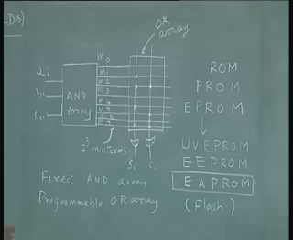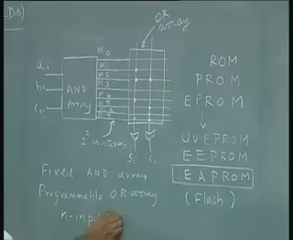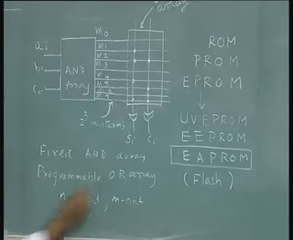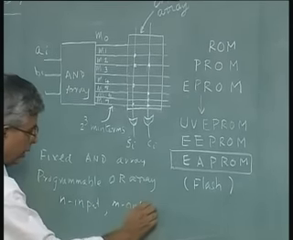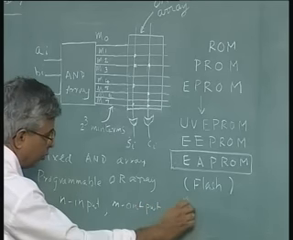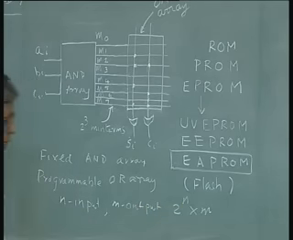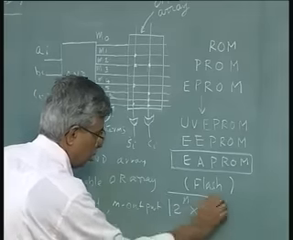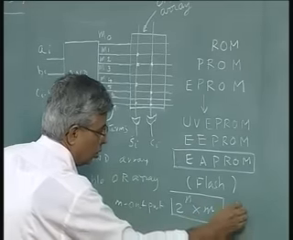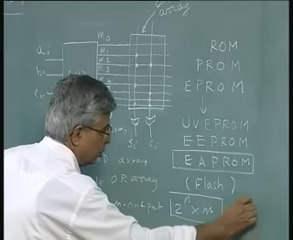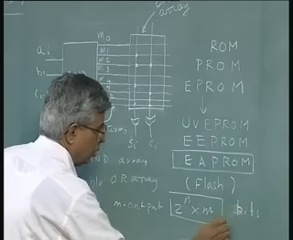So, in general for an n input, m output circuit, I need 2 power n times m as the size. Size is given in bits. This is the size of the ROM.